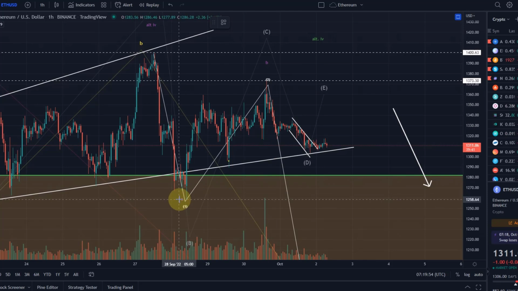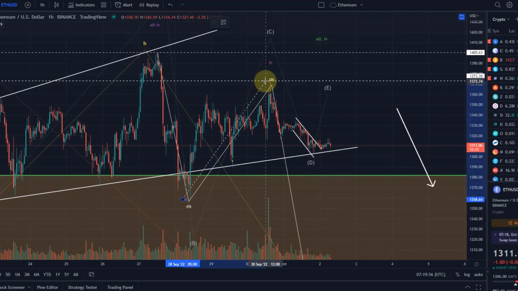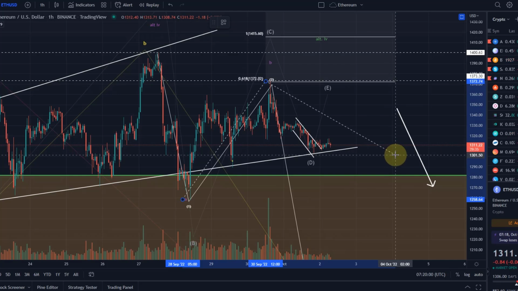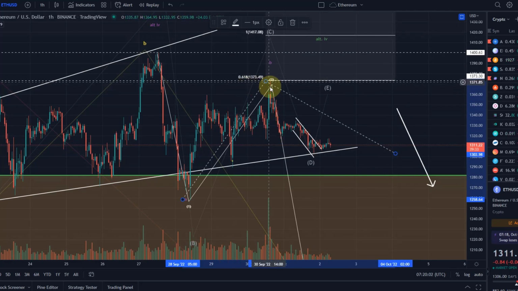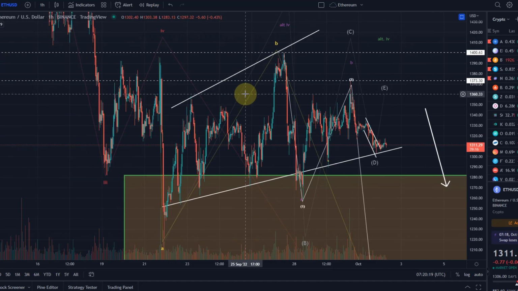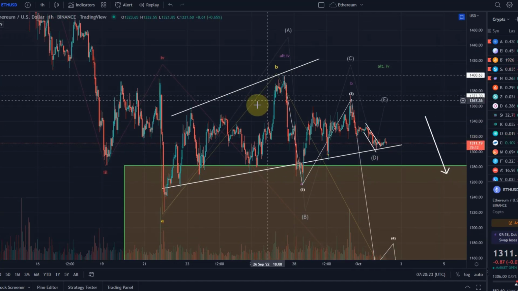then I can even calculate a target for a wave E. For that we take the length of the wave C and project it out. A target would be the 1370 level, the 61.8% extension. On the other hand, the wave E must not get above that level, otherwise it will invalidate the wave C here. So the wave E must stay below the wave C. We'll see if that is actually a triangle. It doesn't need to be one. It's just one possible interpretation of the chart.